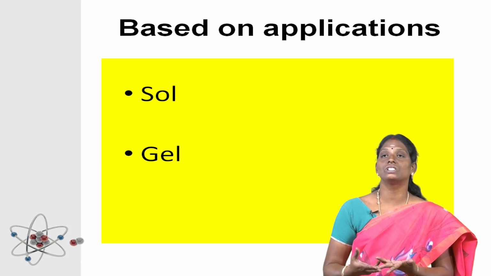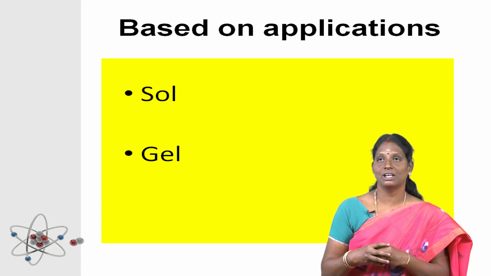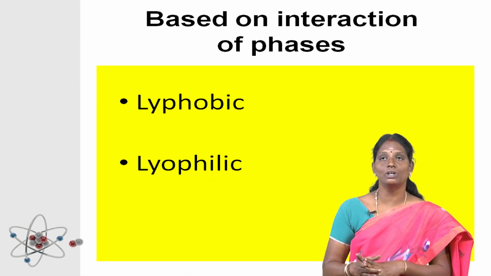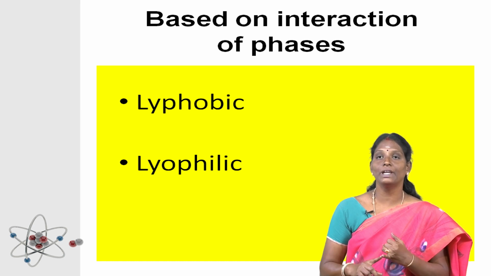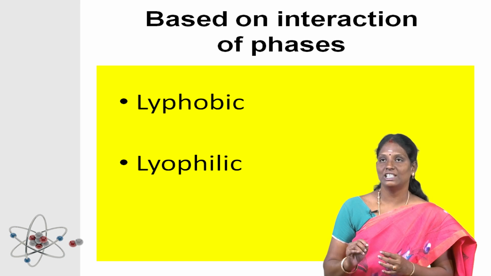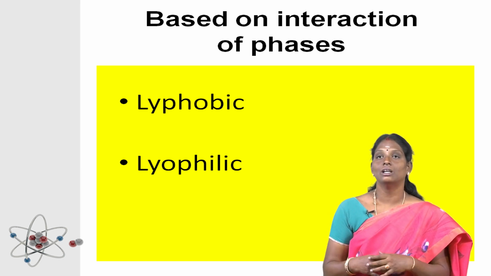Next, based on interaction of the phases. When the two phases interact, we can classify colloids into two types: lyophobic and lyophilic. What is meant by lyophobic? It means liquid hating, that means it avoids the liquid.